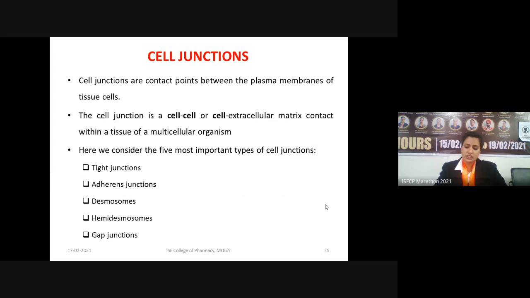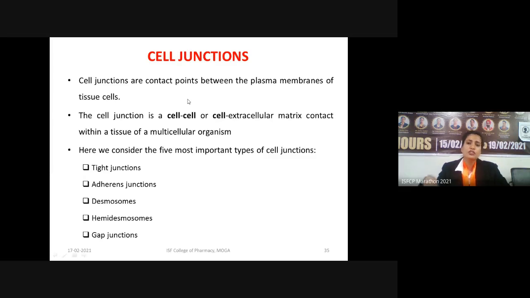A junction is a space between anything, or a space where the cells meet. Junctions are the points where two things are combined or they communicate with one another. A cell junction may be cell to cell communication, or it may be a cell to extracellular connection within the tissue or a multicellular organism. Or we may define cell junctions as the contact points between the plasma membranes of the tissue cells.